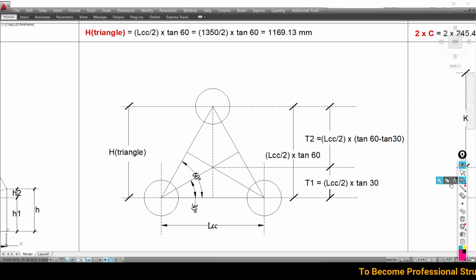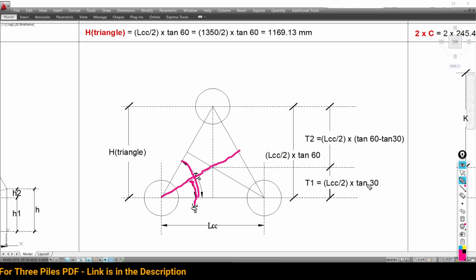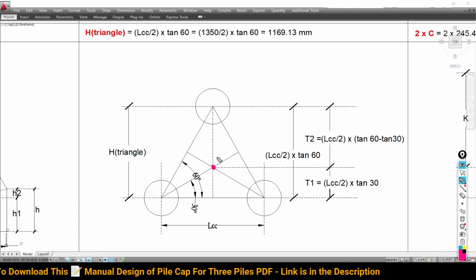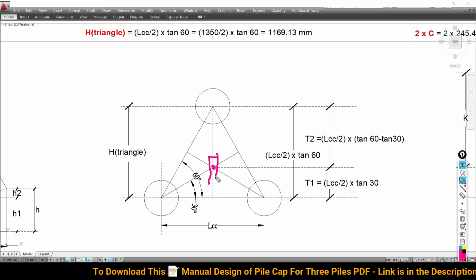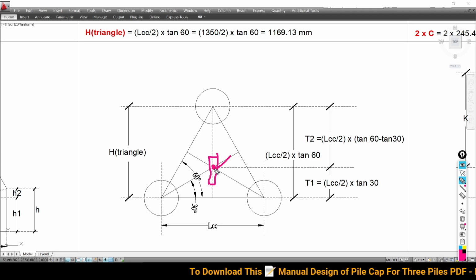It's very simple. The triangle's total angle is 60 degrees, and if you take the median of this, we get 30 degrees, half of 60. So we get the center point, and about this center point only we are going to put our column. This will act as the CG of your column, as well as the CG of your pile cap.